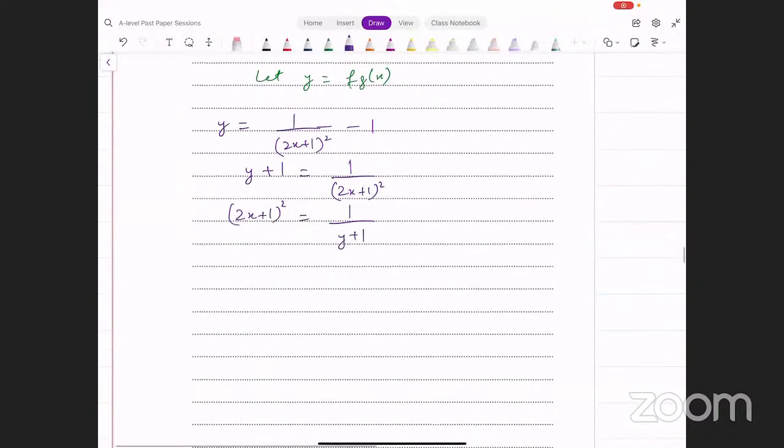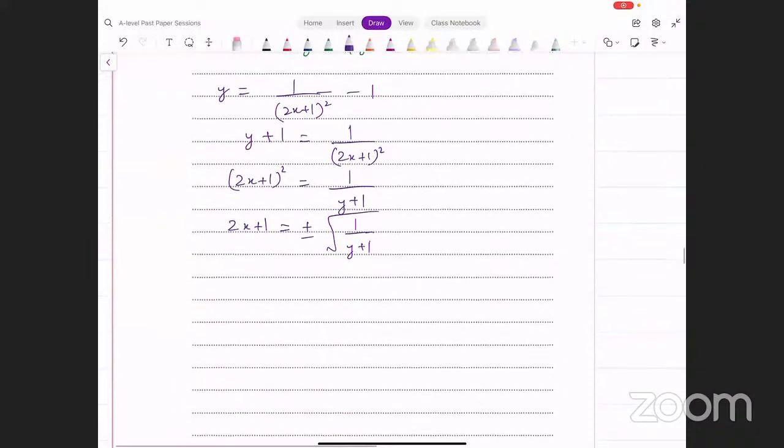Now I can take square root on both sides, but again remember, whenever we take square root we have to put plus minus. तो हमारे पास क्या आएगा? 2x plus 1 equals plus minus square root of 1 over y plus 1. ठीक है? And now what we do is we take 1 to the other side. जो 1 है इसको दूसरी साइड पे ले जाए, and that gives us 2x equals minus 1 plus minus 1 का square root तो 1 ही होता है.